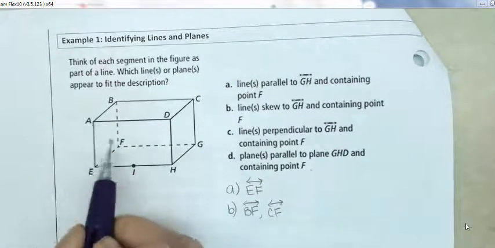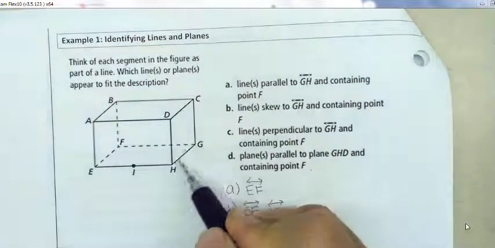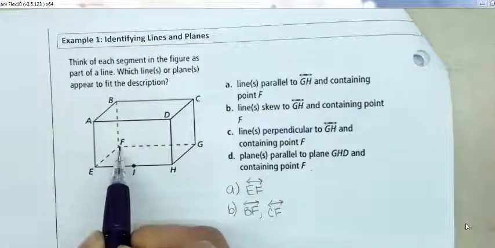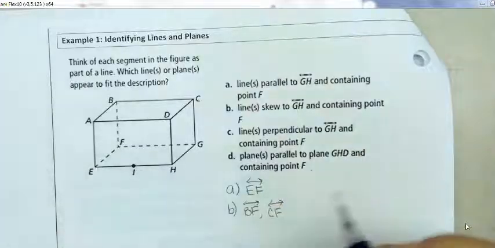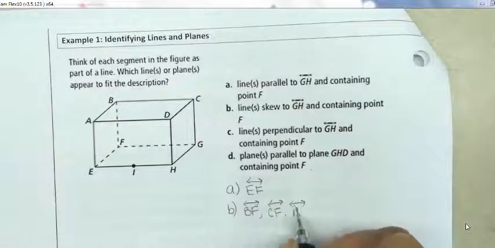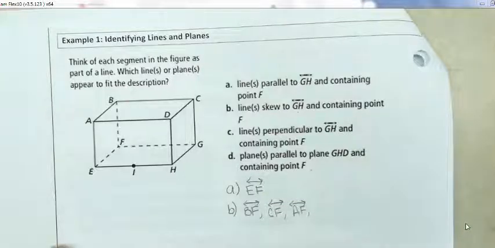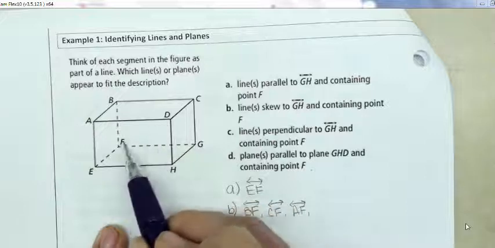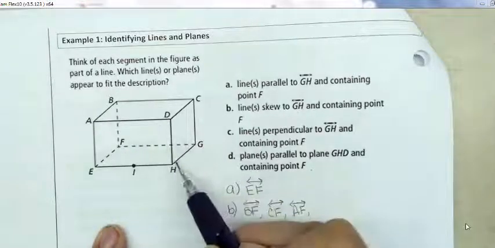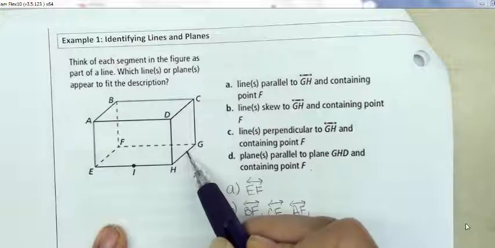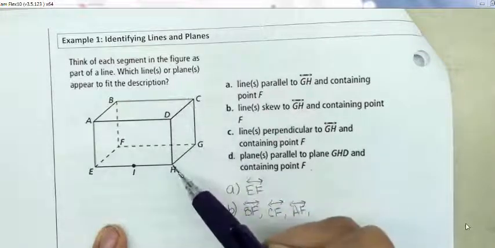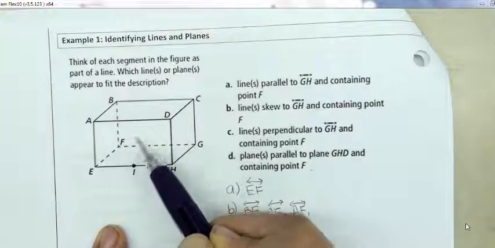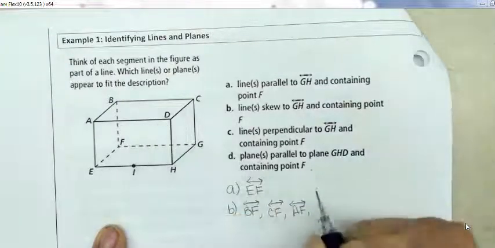What about line AF? Right? So again, here's line GH. AF is not in the same plane, right? So it's not going to be parallel. It's completely skew. How about F to D, right? Line FD here is not in the same plane as line GH. I can't think of any plane that I could draw containing line GH and line FD. So this is also going to be skew.